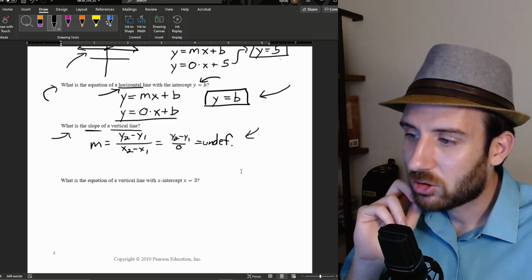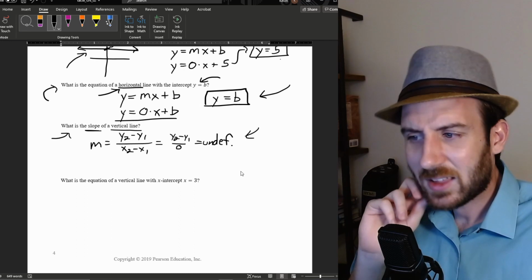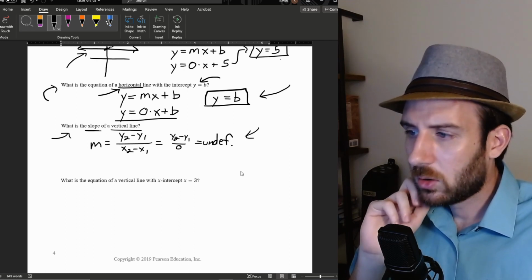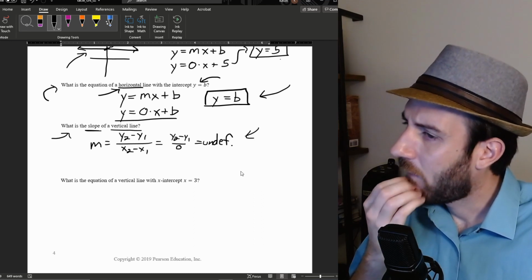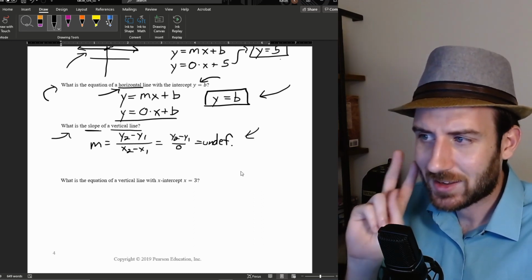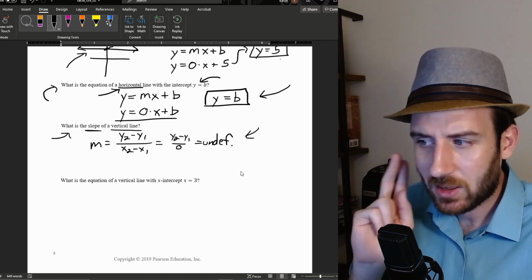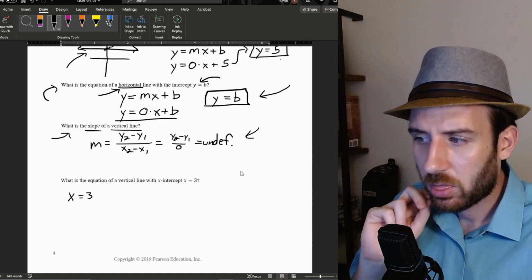So what would be the equation of a vertical line with an x-intercept of x equals 3? That's a tricky question. Okay, well, there's two ways we could approach this. The first way is we could try to think that it'd be the exact same way as the horizontal line. It's just that now the only information I'm aware of is that the x value is always equal to 3.